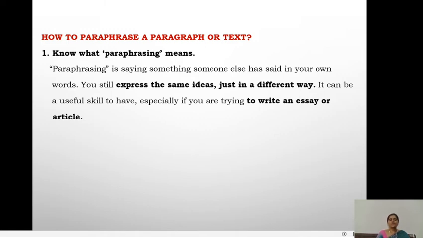It can be a useful skill to have, especially if you are trying to write an essay or article. When you are supposed to write an article or an essay, you get a lot of information from different sources, but you can't exactly quote the information you got from those sources. Instead, you have to read it and put what you understood in your own words and make a paraphrase.